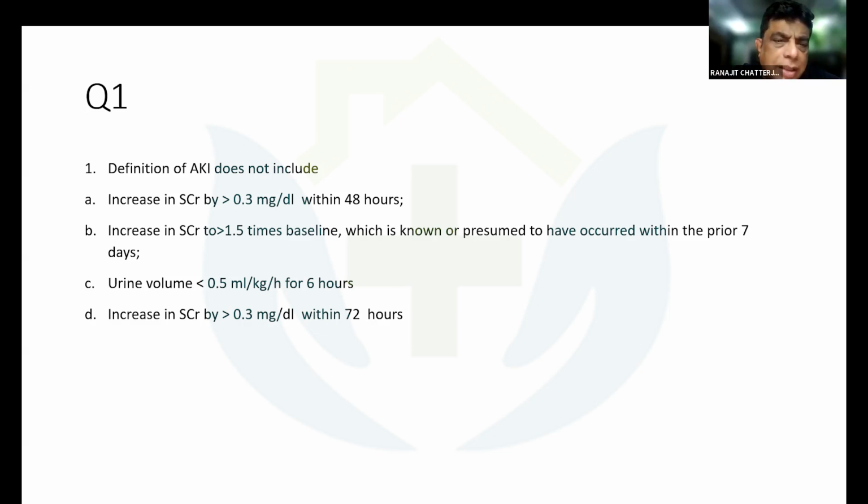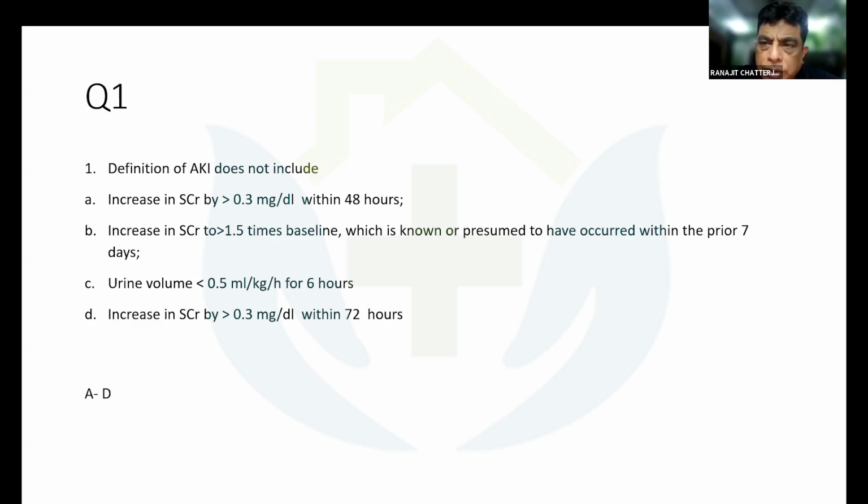Definition of AKI does not include: increase in serum creatinine by 0.3 milligram per deciliter within 48 hours; increase in serum creatinine more than 1.5 times the baseline within 7 days; urine volume less than 0.5 ml per kg per hour for 6 hours; and increase in serum creatinine greater than 0.3 milligram per deciliter for 72 hours. So which one is right? Anyone can tell, you can discuss. It's difficult for me to see the chat box. Yes, very good. So the answer is D. Fine. So go on giving in the chat box.